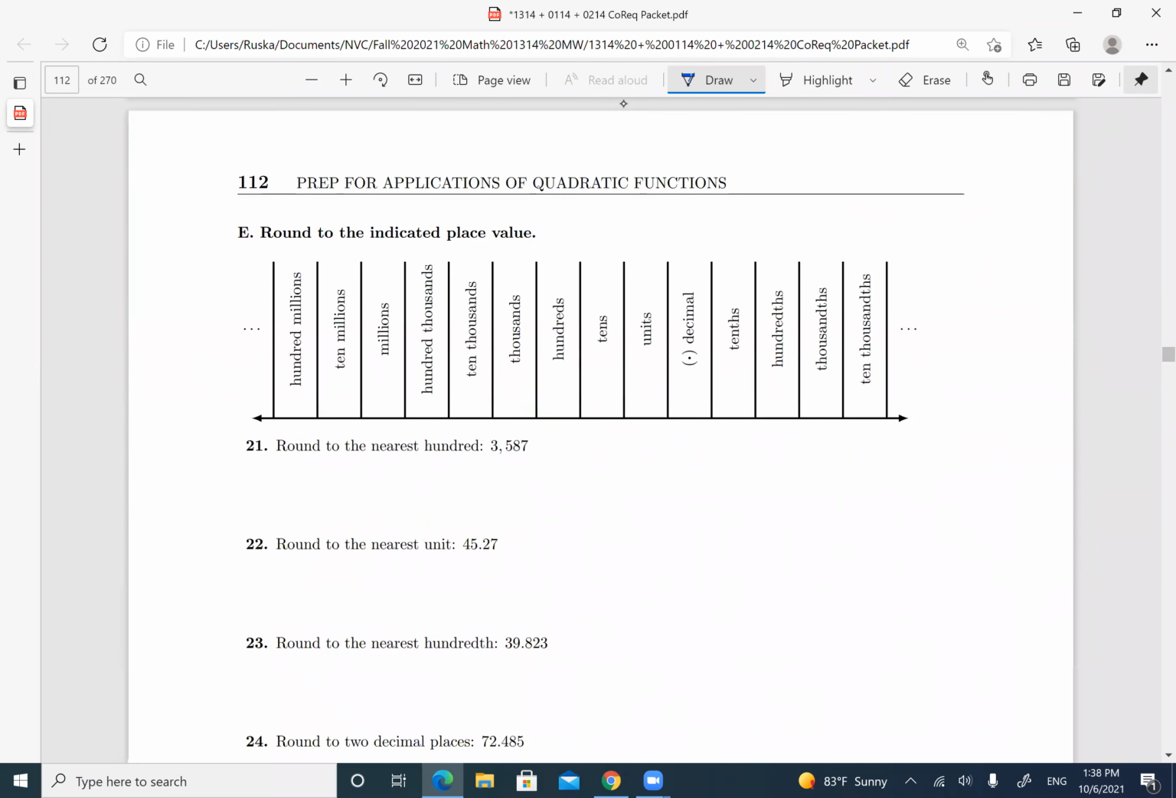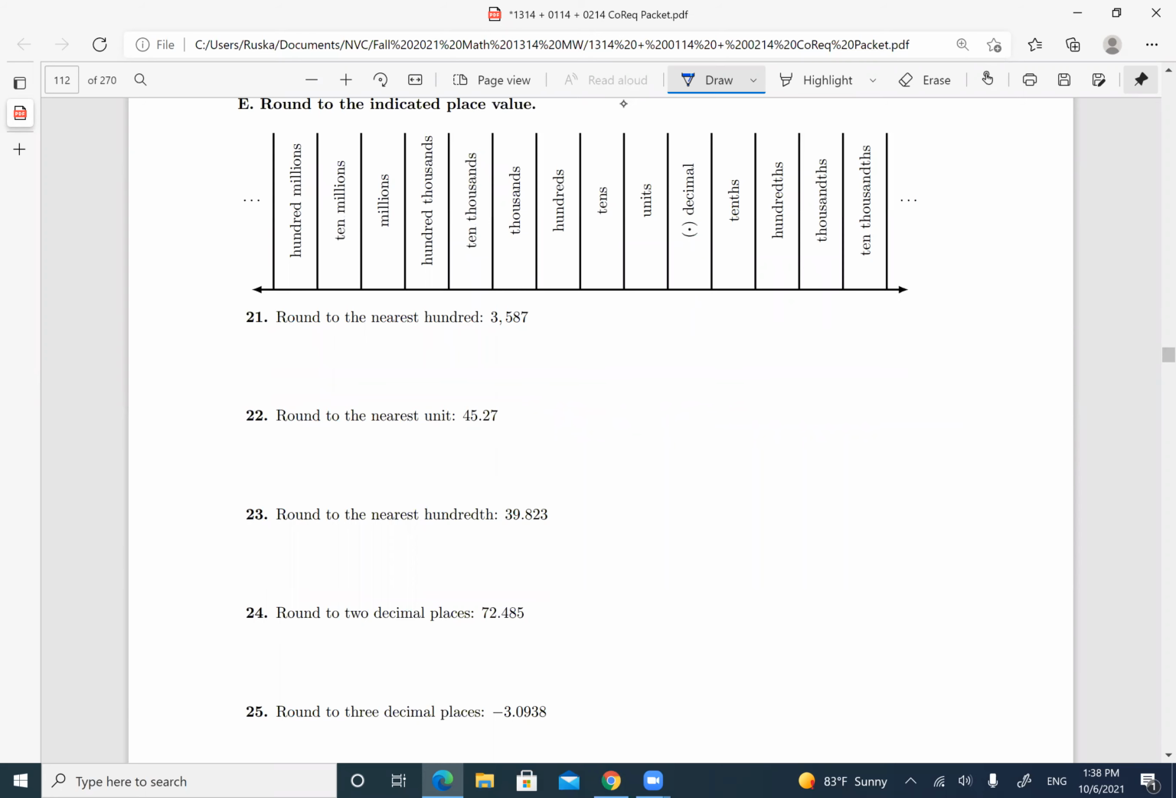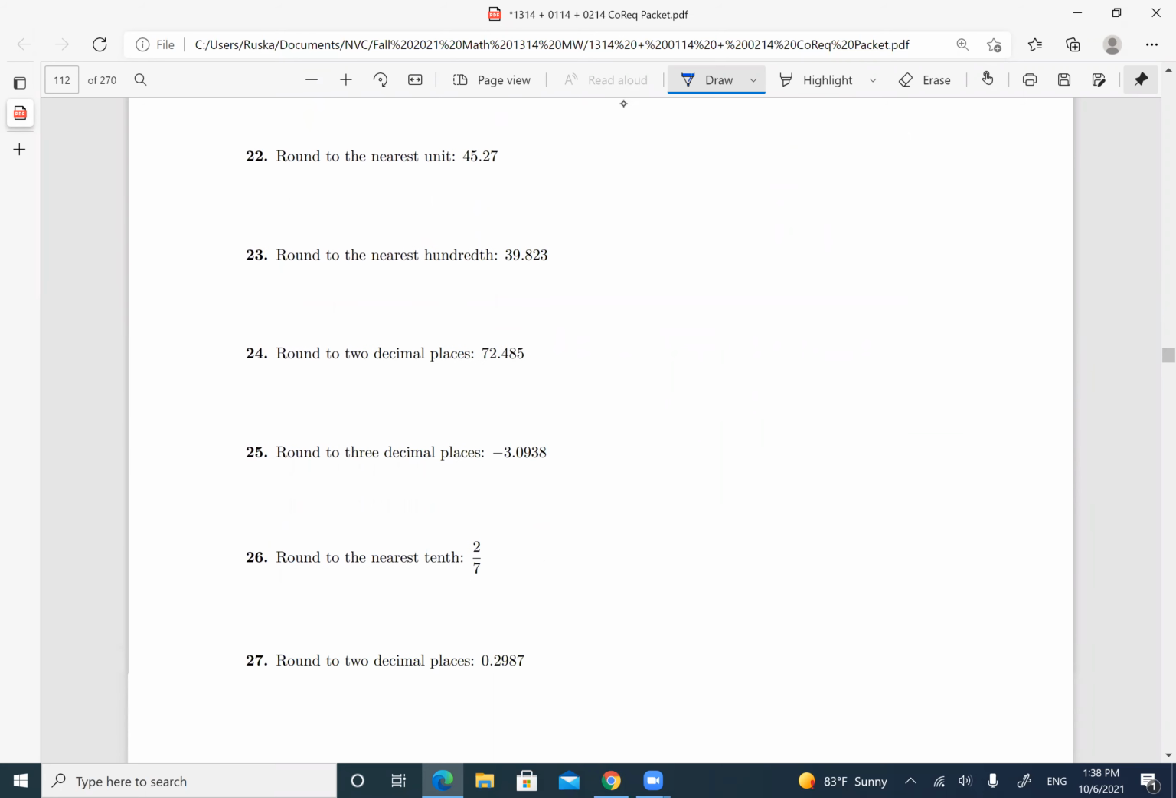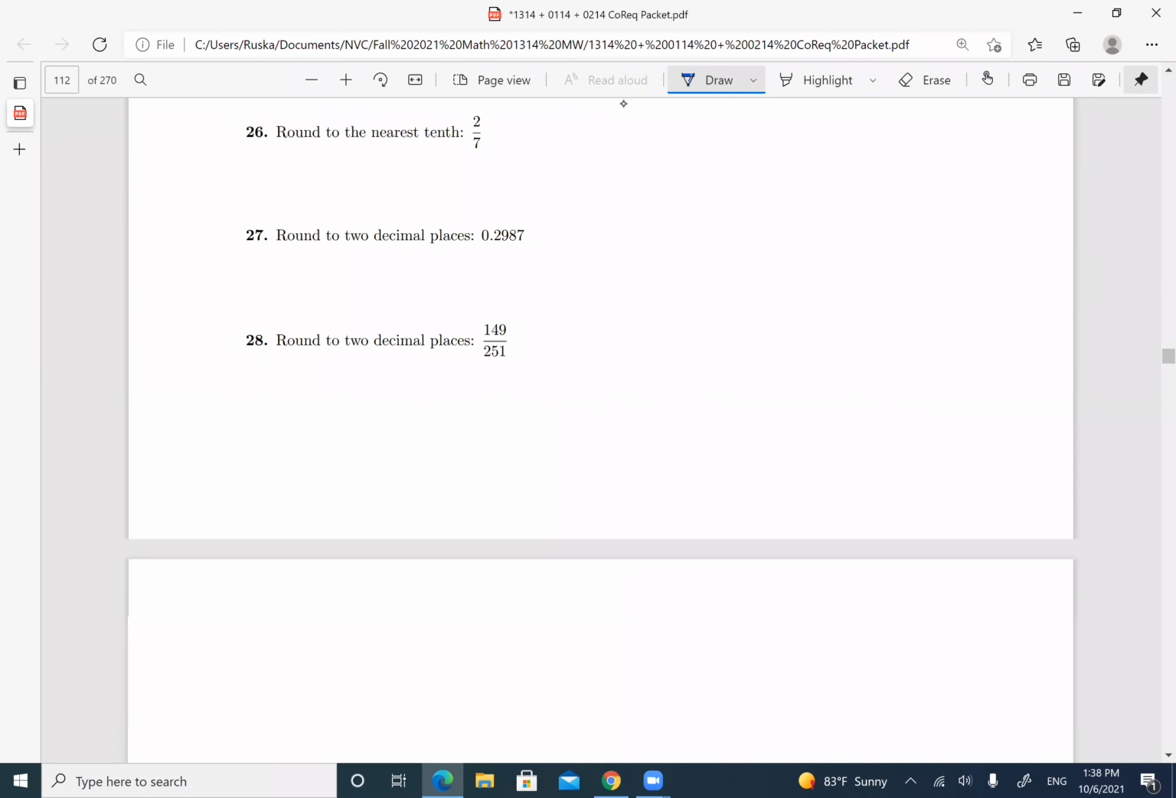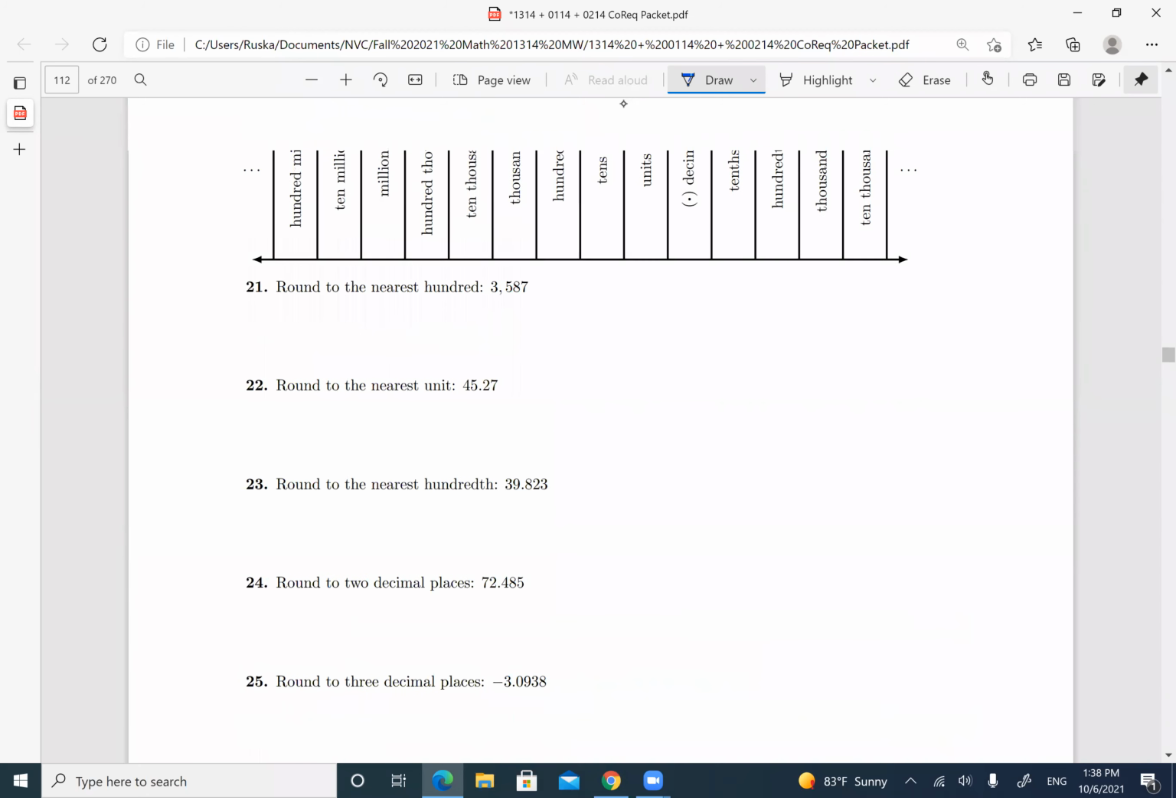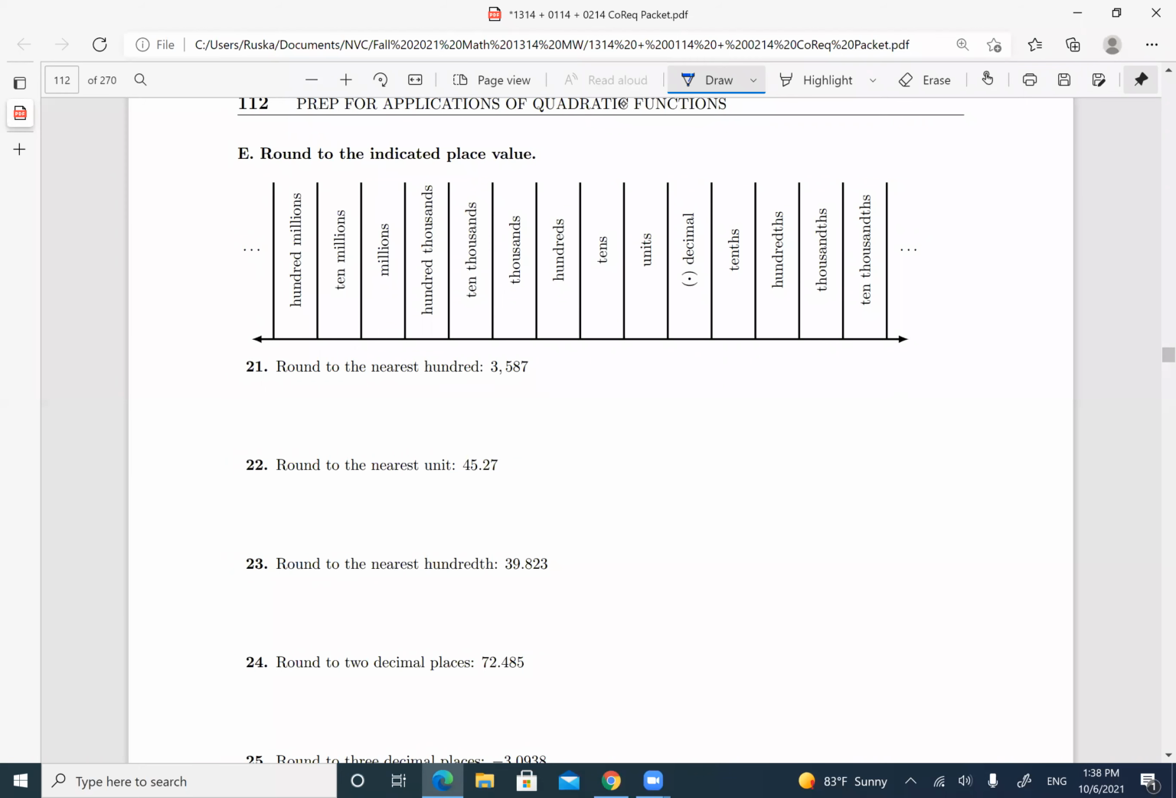Now I need that because here we need to round numbers. Everybody knows how to round, right? So I'm just going to do a few examples to round numbers. You have the decimal point here. Before the decimal, the units, tens, hundreds, thousands, 10,000, 100,000, millions, 10 millions, 100 millions, billions, and so on, right? And if you go after the decimal, it's going to be tenths, hundredths, and so on, right?